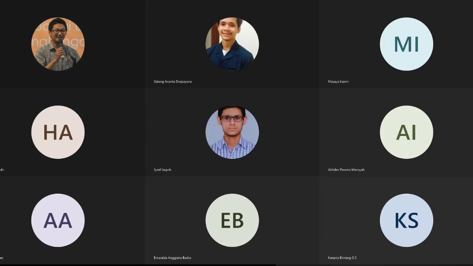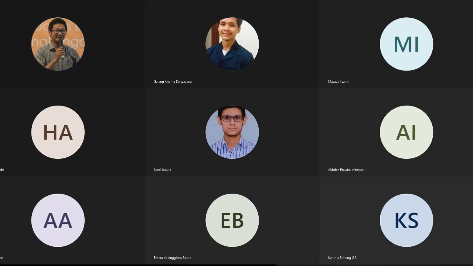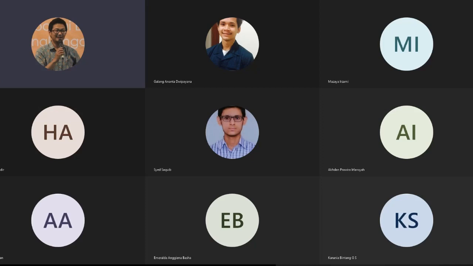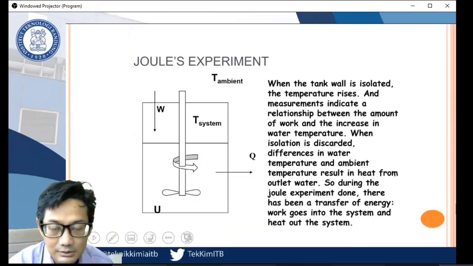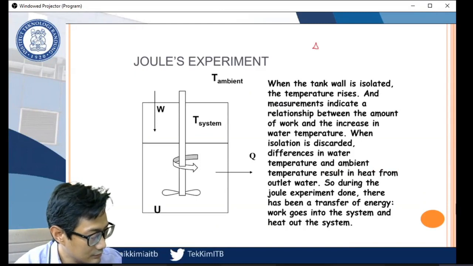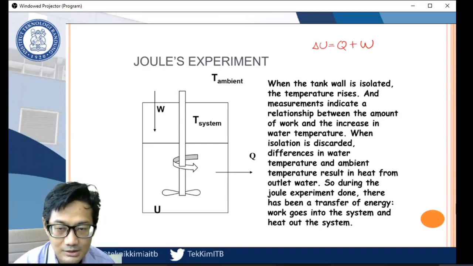Now, the next one, I want to discuss why we had the previous calculation in your quiz, related with Joule experiment. The origin of delta U equal to Q plus W comes from Joule's experiment. This experiment is very simple. So because you already have this kind of quiz, it should be easier for you to understand.